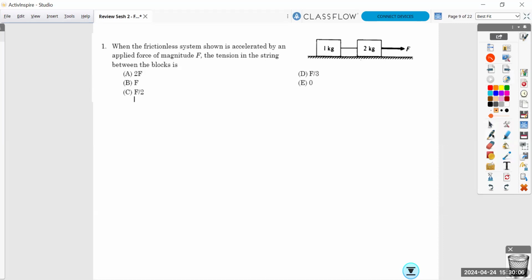And one thing that I find can be helpful is to start by looking at the system as a whole. What I mean by that is, imagine taking these two objects and putting a box over them, right? So you can't see what's inside. If you did that, it would look like when you pulled on that rope, you were pulling one object that had a mass of 3 kilograms, right?